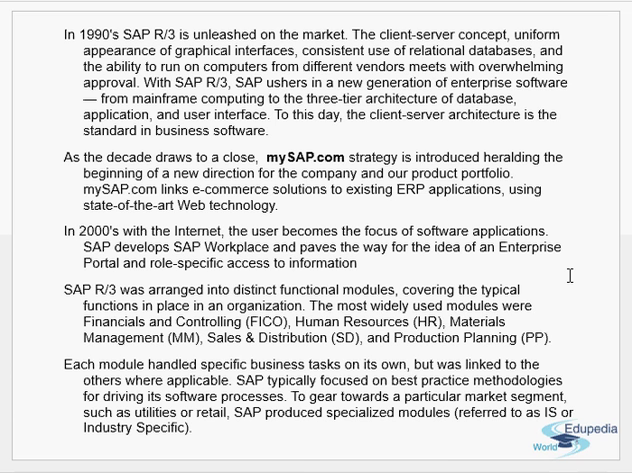Similarly, they have divided SAP into different modules, like FICO, HR, MM, SD, PP, etc. Each module handled specific business tasks on its own, but it was also linked to the other modules whenever applicable. And SAP started using best practice methodologies. And now SAP produced specialized modules referred to as industry specific, like for oil, for petroleum. So we need to have some specific software for that. So even SAP has come up and is also coming up with such software. They are known as industry specific software.